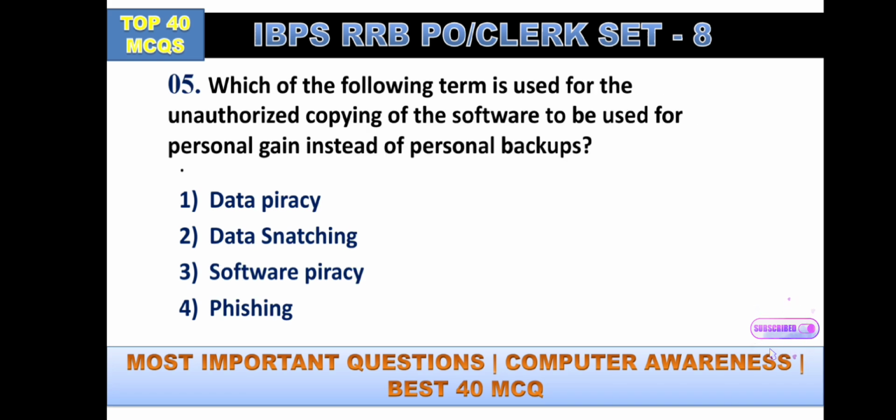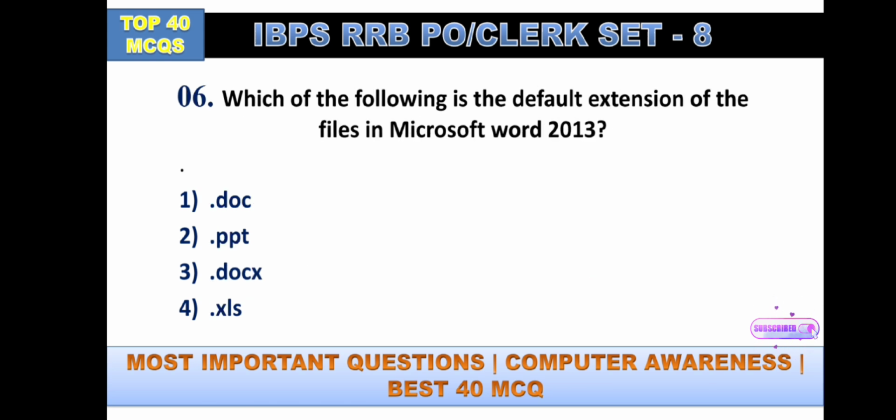See, question number 5, which of the following term is used for the unauthorized copying of the software to be used for personal gain instead of personal backup? So this is called software piracy, software piracy. Which of the following is the default extension of the files in Microsoft Word 2013? So the default extension is .docx. Okay, option number 3, .docx.